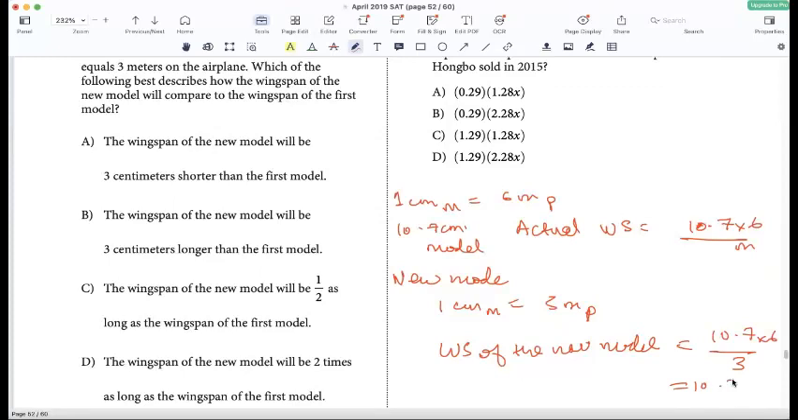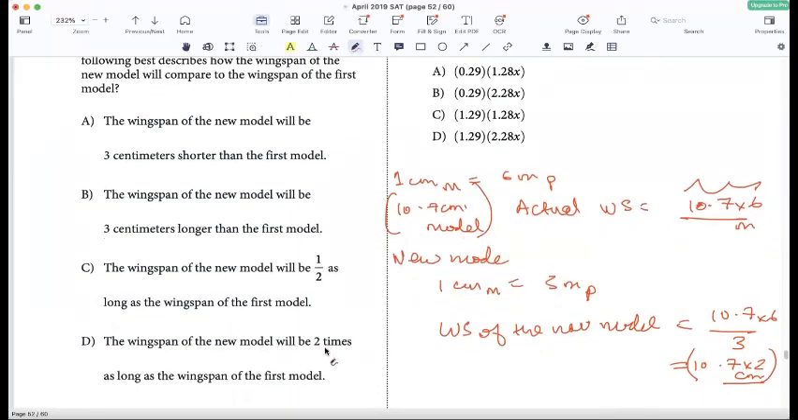So that's 10.7 into 2 centimeters, right? Because this was the actual wingspan, and then we used a scale of 1:3, so divided by 3. So you see that the model initially had 10.7 centimeters and the new model has 10.7 into 2. So the wingspan of the new model will be 2 times as long as the wingspan of the original.